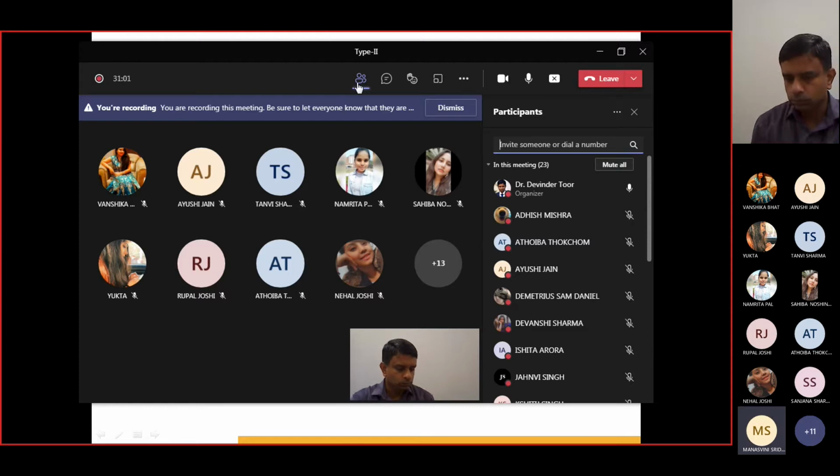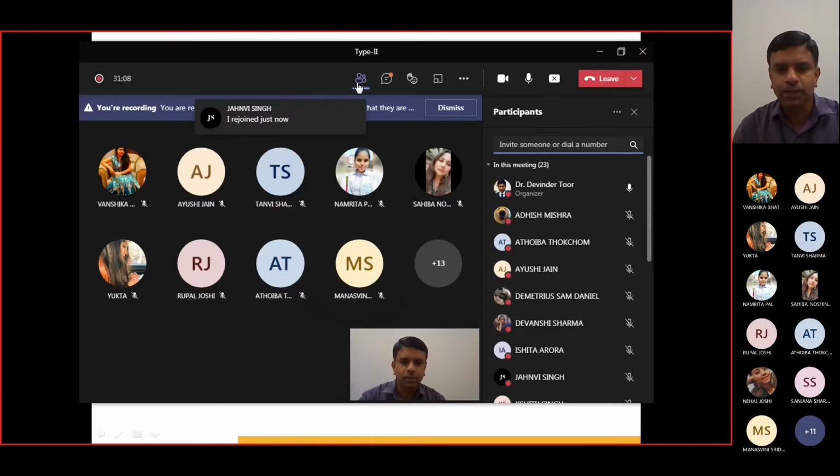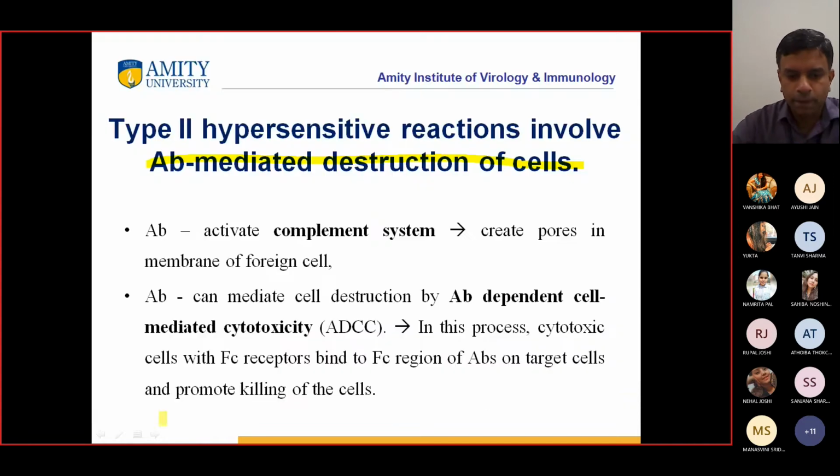Sir, do you mean the membrane attack complex? Yes. Ultimately it's the formation of the membrane attack complex. So antibodies activate the complement system and they can create the membrane attack complex in the membrane of foreign cells. That is one method by which antibodies can cause destruction of cells.